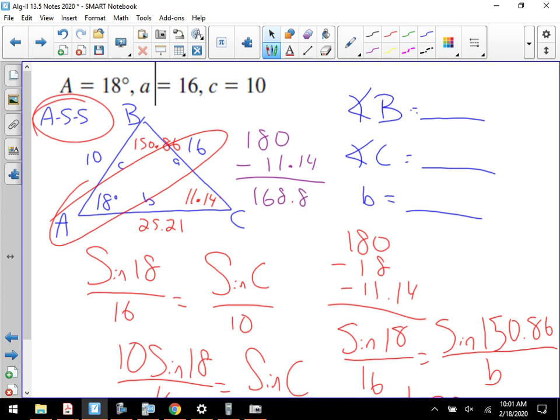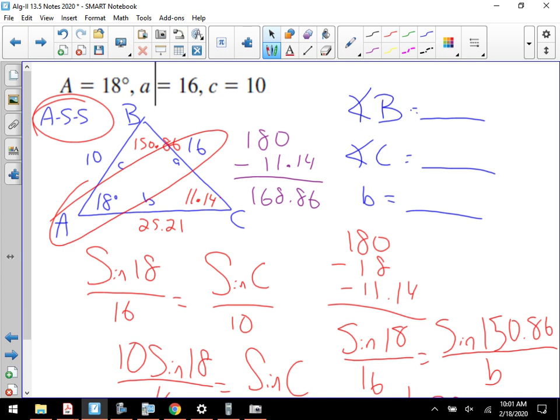168.86. Okay. So the sine of 168.86 and the sine of 11.14 are the same, because they're what we call a reference angle. How far an angle is off the x-axis. It's the same in both those two quadrants. Okay? That's why that works.